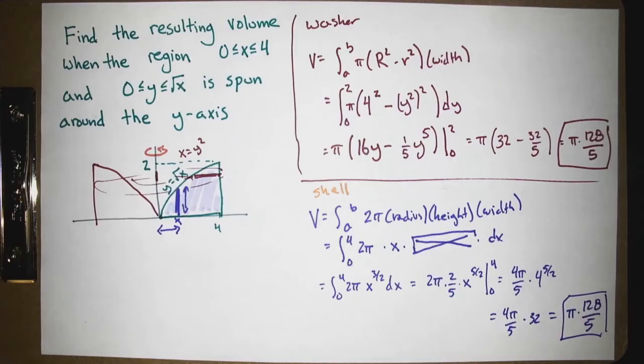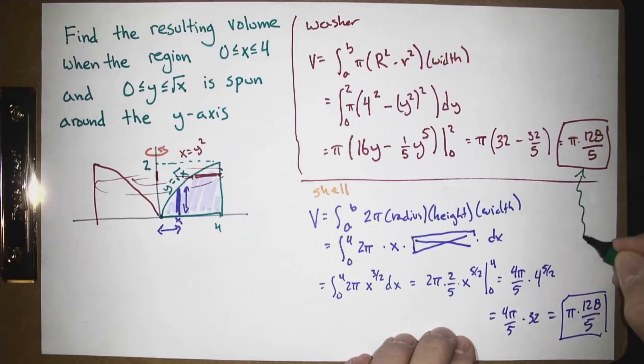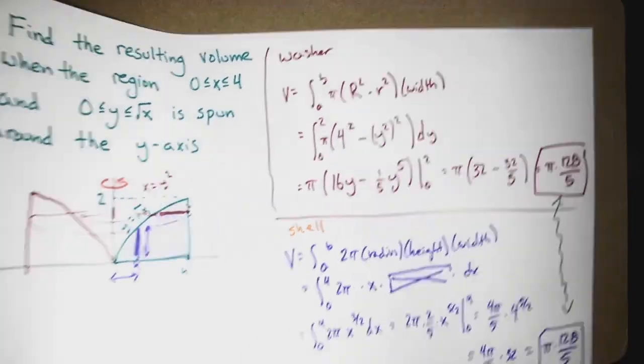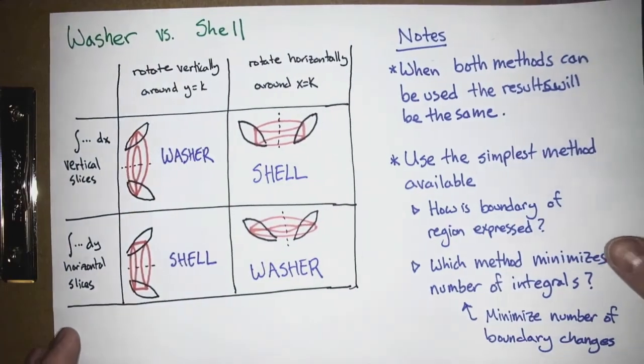Now, do you notice anything about our two answers? They're the same. Why do you think that happened? Coincidence, because you cheated? It's not coincidence. I didn't cheat. It's because we're measuring the same thing. We're just measuring it in two different ways, so we can't get two different answers. All right, so some quick comments about washer versus shell.